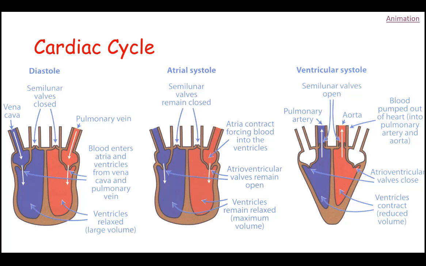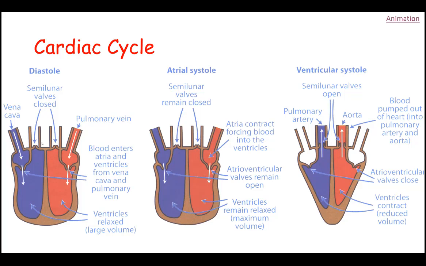Because we don't want blood to flow backwards, the increased pressure in the ventricles causes the AV valves to shut. And then blood flows up and out through the arteries. At the end of ventricular systole, the ventricles start to relax, the pressure in the ventricles drops, and the semilunar valves shut, and we go back to diastole.